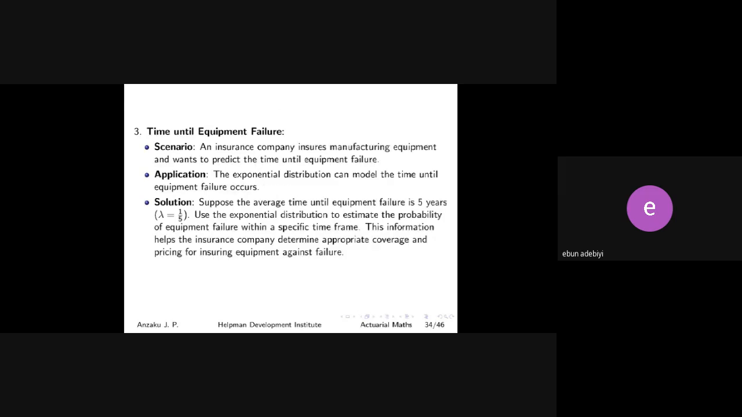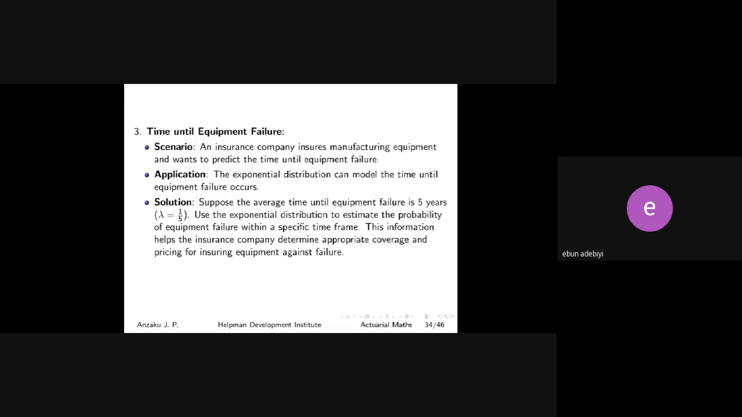Then also, another example will be if you want to measure the time until equipment failure. This is a survival analysis. An insurance company insures manufacturing equipment and wants to predict the time until equipment failure.